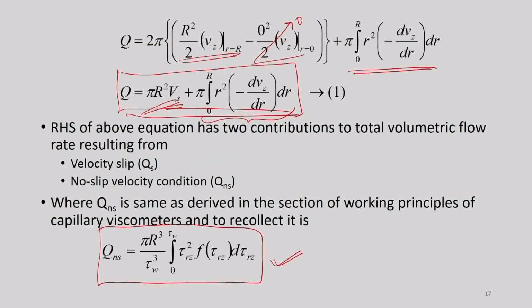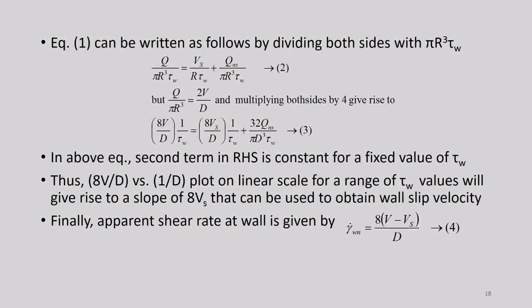However, rather than substituting this particular term in the second term in the RHS of equation 1, this entire thing we will write as Qns. We will not substitute this expression here for our convenience, because we know for a given shear stress value this Qns is constant. Okay. So, we write the second term in the RHS as Qns, and then on both sides we divide by pi r cube tau w.